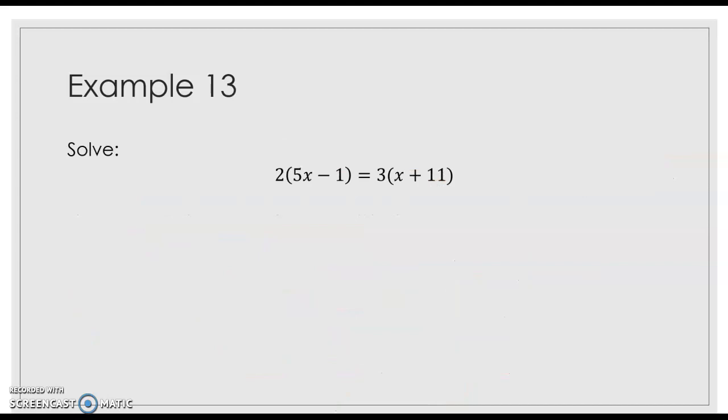All right, our last one for this video, here's example 13. So in example 13, we do need to distribute. When we ask those questions, first question, do I need to distribute? In this case, the answer is yes. And so I'm going to distribute. 2 times 5x is 10x. 2 times -1 is going to be -2, equal to 3 times x, which is 3x, plus 3 times 11, which is 33. So I just used the distributive property there.